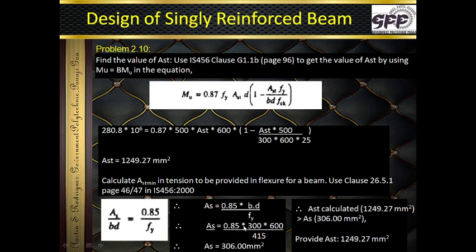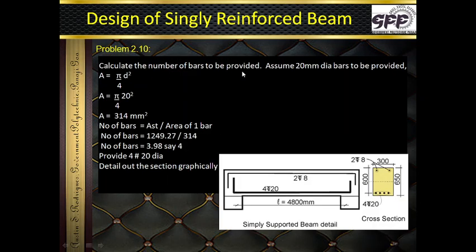So As is equal to 0.85 into my b is 300, D is 600 and fy is 415. So we get the value of As as 306.00. Having got this, we check this value and this value. This value is higher than this value. The Ast required from the bending moment point of view is higher than Ast minimum. So Ast calculated is more than Ast minimum. So provide Ast calculated, whichever is the higher of the two. Now calculate the number of bars to be provided.